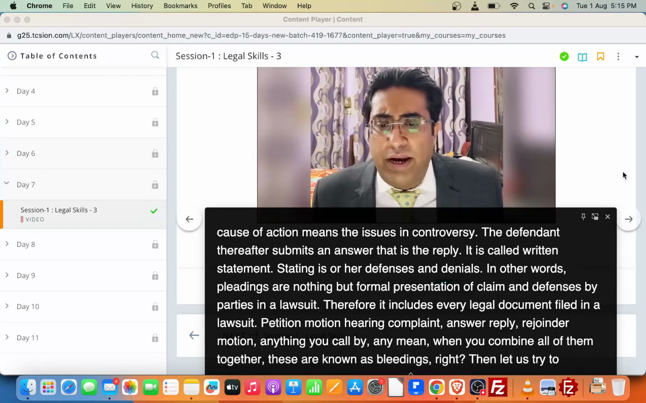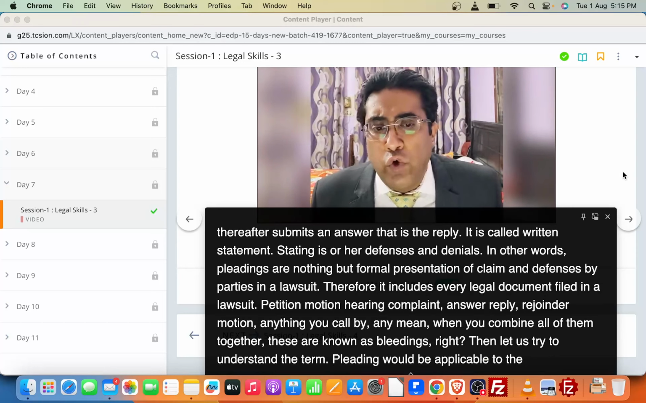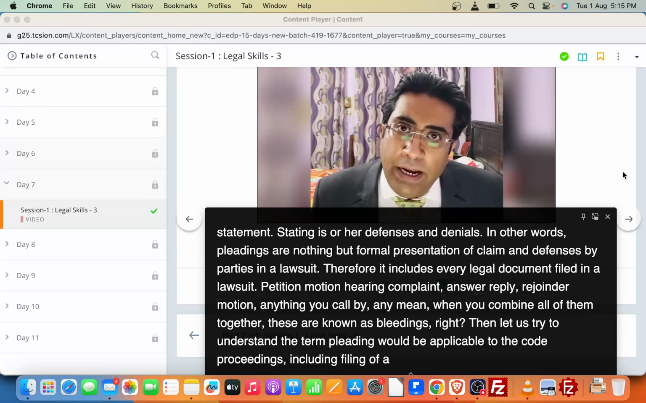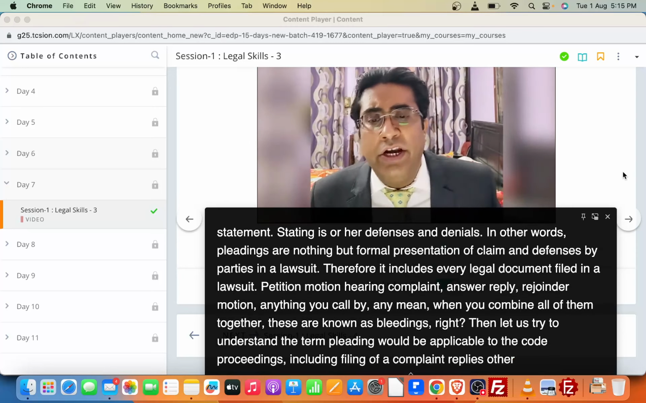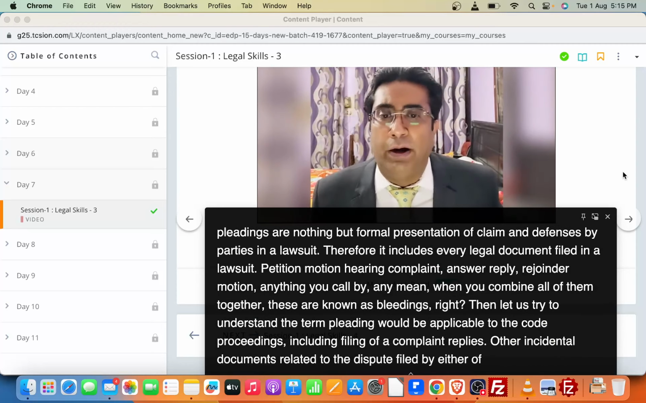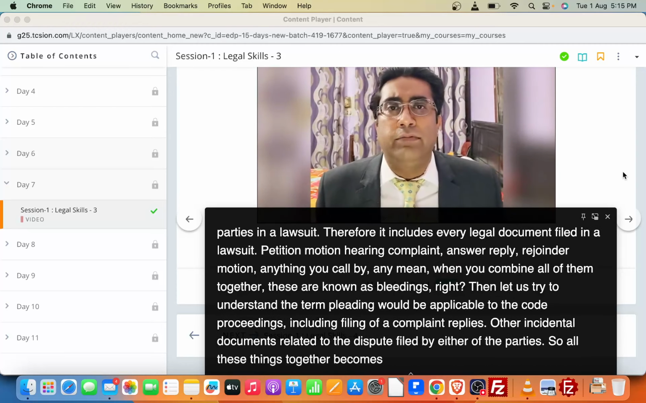Then let us try to understand. The term pleading would be applicable to the court proceedings, including filing of a complaint, plaint, replies, other incidental documents related to the dispute filed by either of the parties. So all these things together become pleadings.